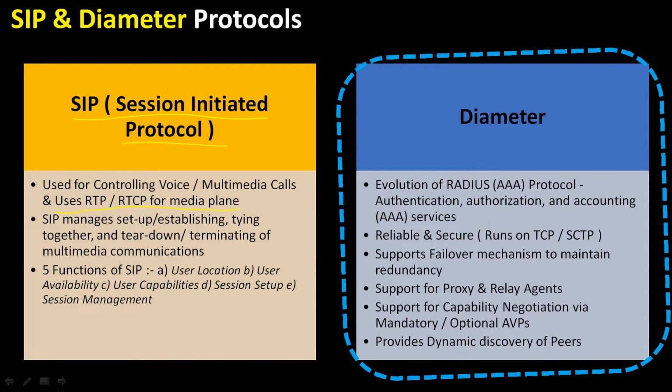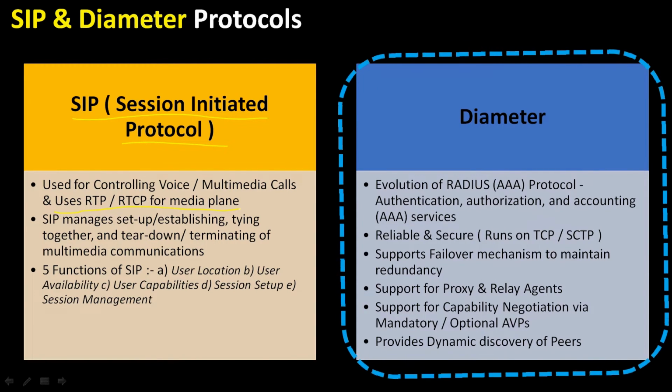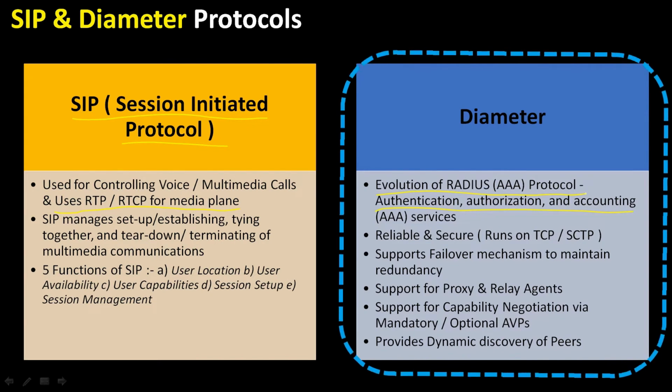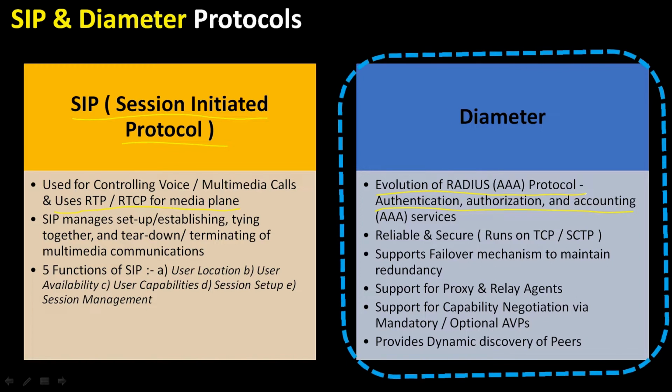Now let's understand Diameter, which is widely used in the 4G network. It's also widely used in the VoLTE IMS network. It's used for authentication, authorization and accounting. This evolved from the earlier old RADIUS protocol. This is an enhancement to RADIUS basically.